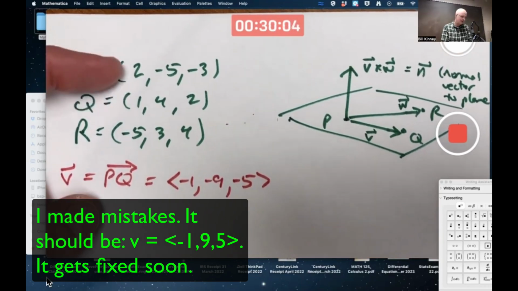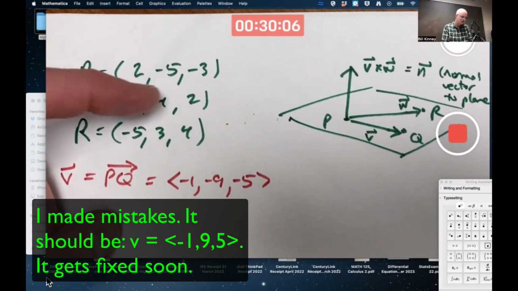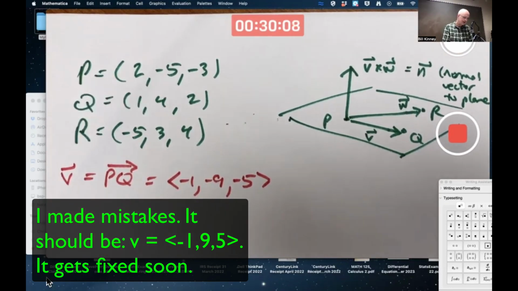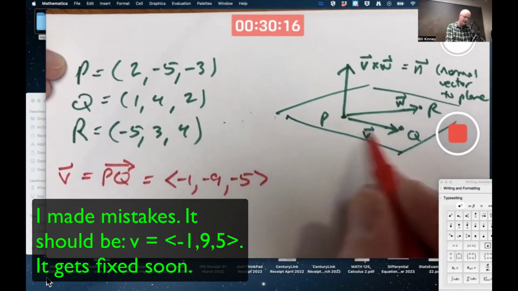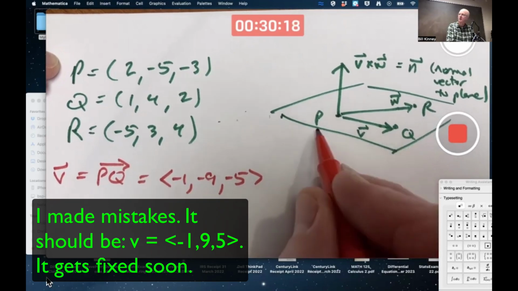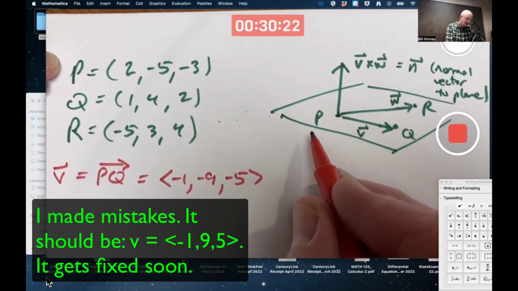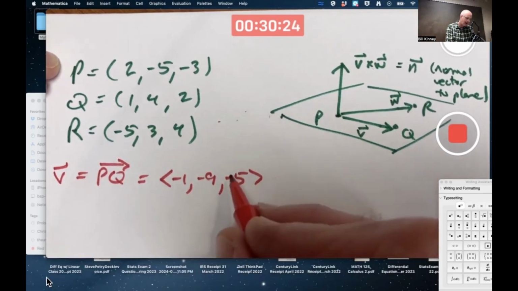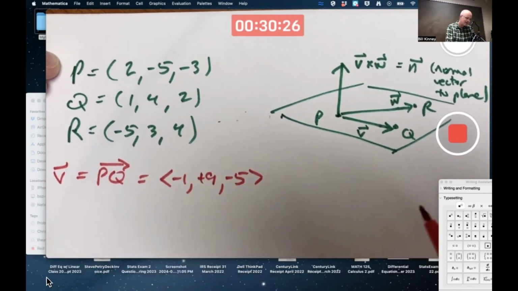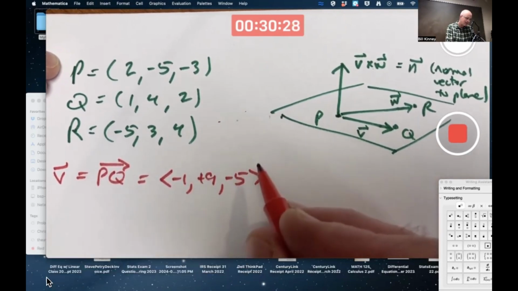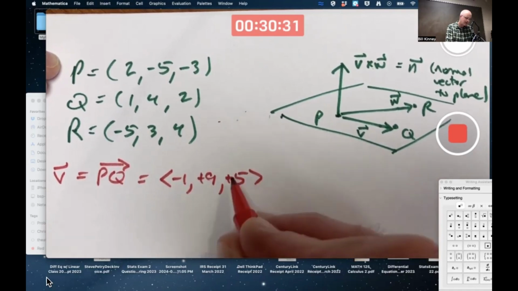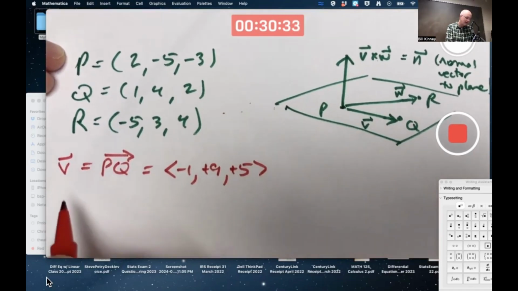Then I do 1 minus 2, 4 minus -5, and 2 minus -3. I'm going from P to Q. I have to take the coordinates of Q and subtract the coordinates of P. That's the way to do that. Oh, okay. All right. Thank you. 2 minus -3. For some reason, I don't know what in the world I was thinking. Okay, thank you.